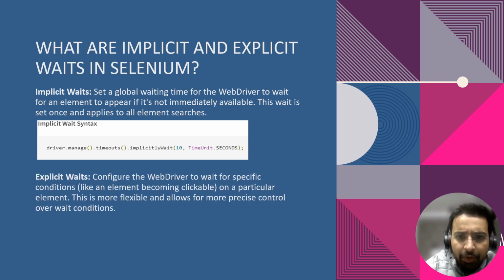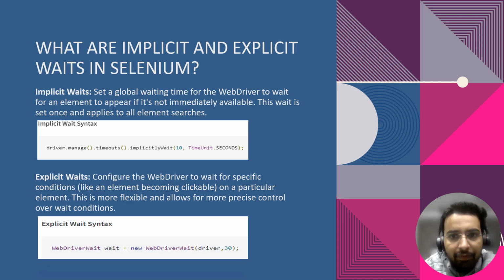Explicit waits are more sophisticated and flexible than implicit waits. They allow your test to halt execution until a certain condition is met. These conditions can be customized but often involve waiting for an element to become visible, clickable, or to contain a specific text.